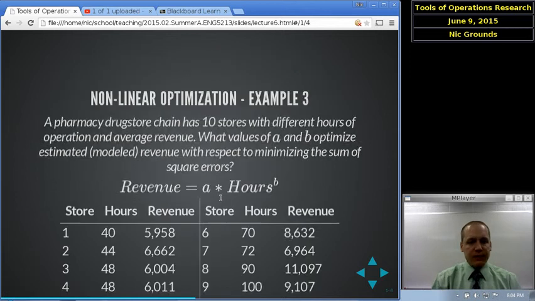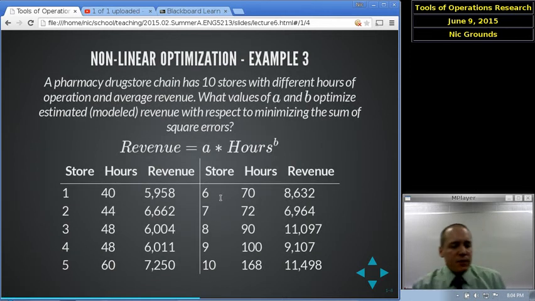Let's look at another. So let's imagine we were a pharmacy drugstore chain. We have 10 pharmacy stores in our chain. Okay, they're open for different numbers of hours. So some of them may be freestanding buildings. Some of them may be inside of other department stores or things like that. And so the hours they are open is different between each store, and each earns a different average revenue that we've measured. So how much money did that store bring in?